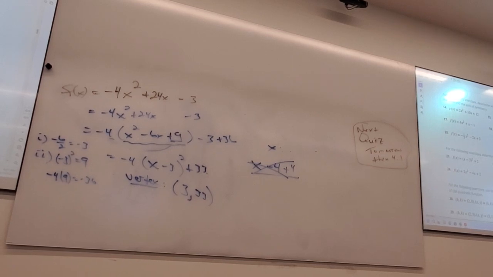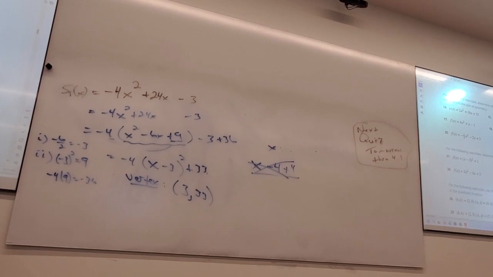Stop for a minute. Say again? Yeah. Which way does this parabola open? Is it skinny or wide? Wide. Or kind of. The slope is big. It's going to go down fast. It's going to be skinny.